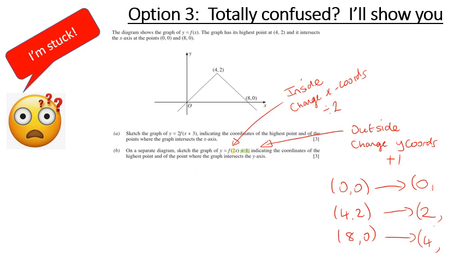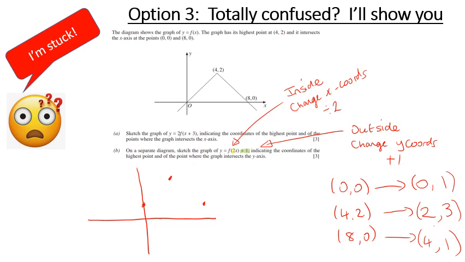So moving on to the y coordinates, I need to add 1 onto all of them. So if I add 1 onto each of these, they're going to become 1, 3, and 1. So I now know that I need to mark those points off on my new picture. So I'm going to have 0, 1 there. Then I'm going to have 2, 3 and 4, 1.